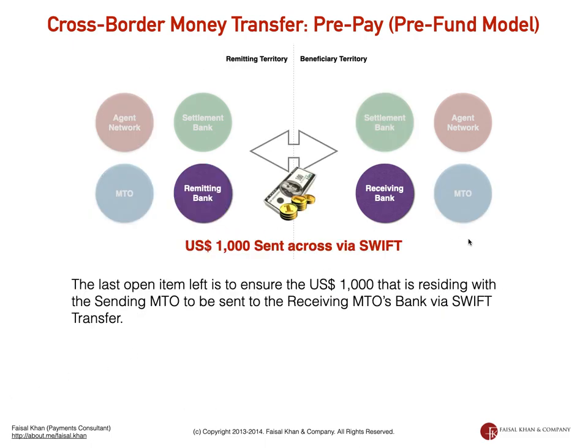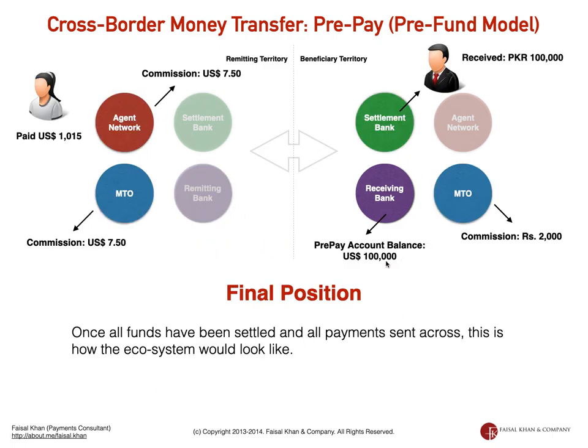Then the $1,000 is sent across, and now the balance over here is zero, and the receiving bank gets $100,000 in balance. The commission was received over here. The beneficiary has received 100,000 rupees. The sender has paid 1,015. The 15 is over here. So everything balances out. Final position. Once all the funds have been settled and payment is sent across, this is how the ecosystem would look like. So that's the full and final position of a pre-funded model.